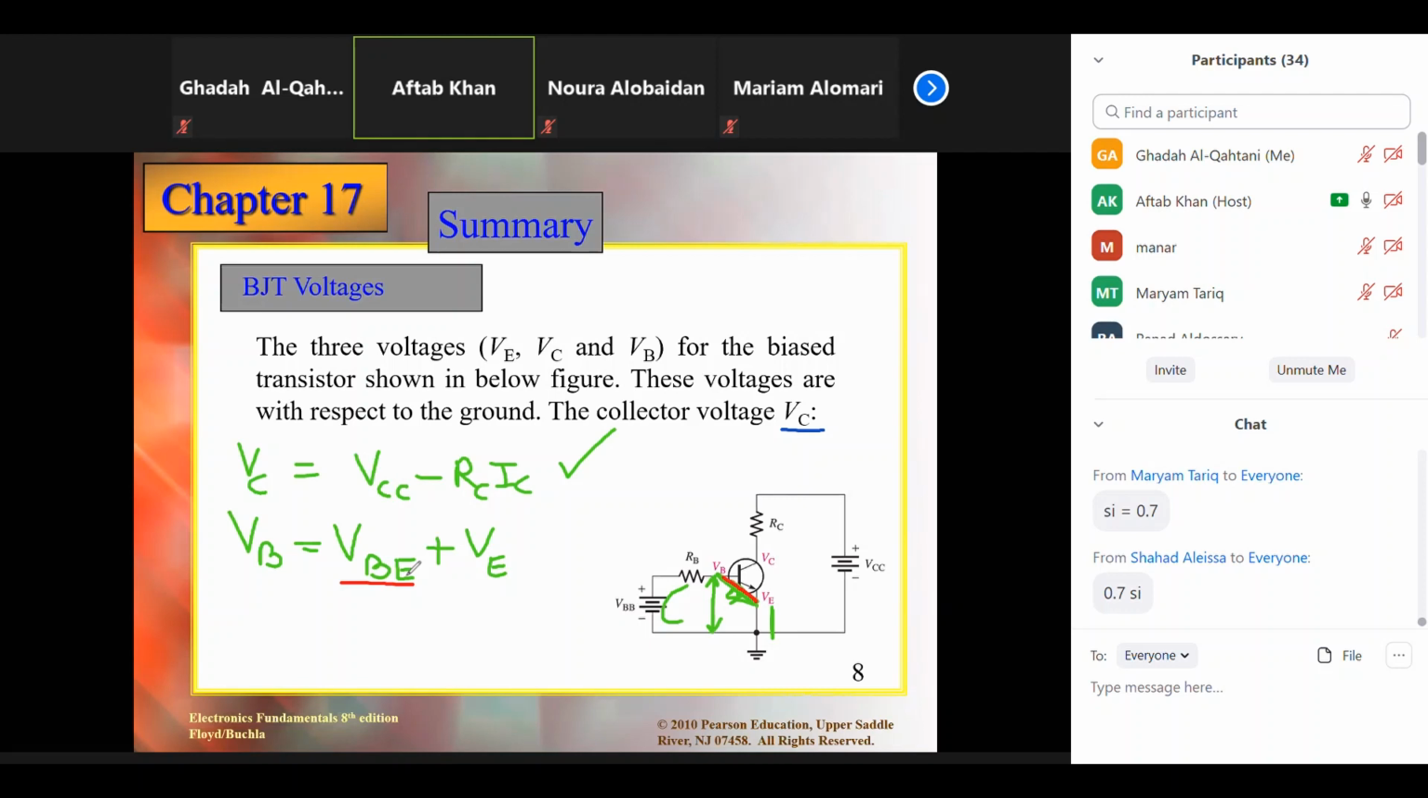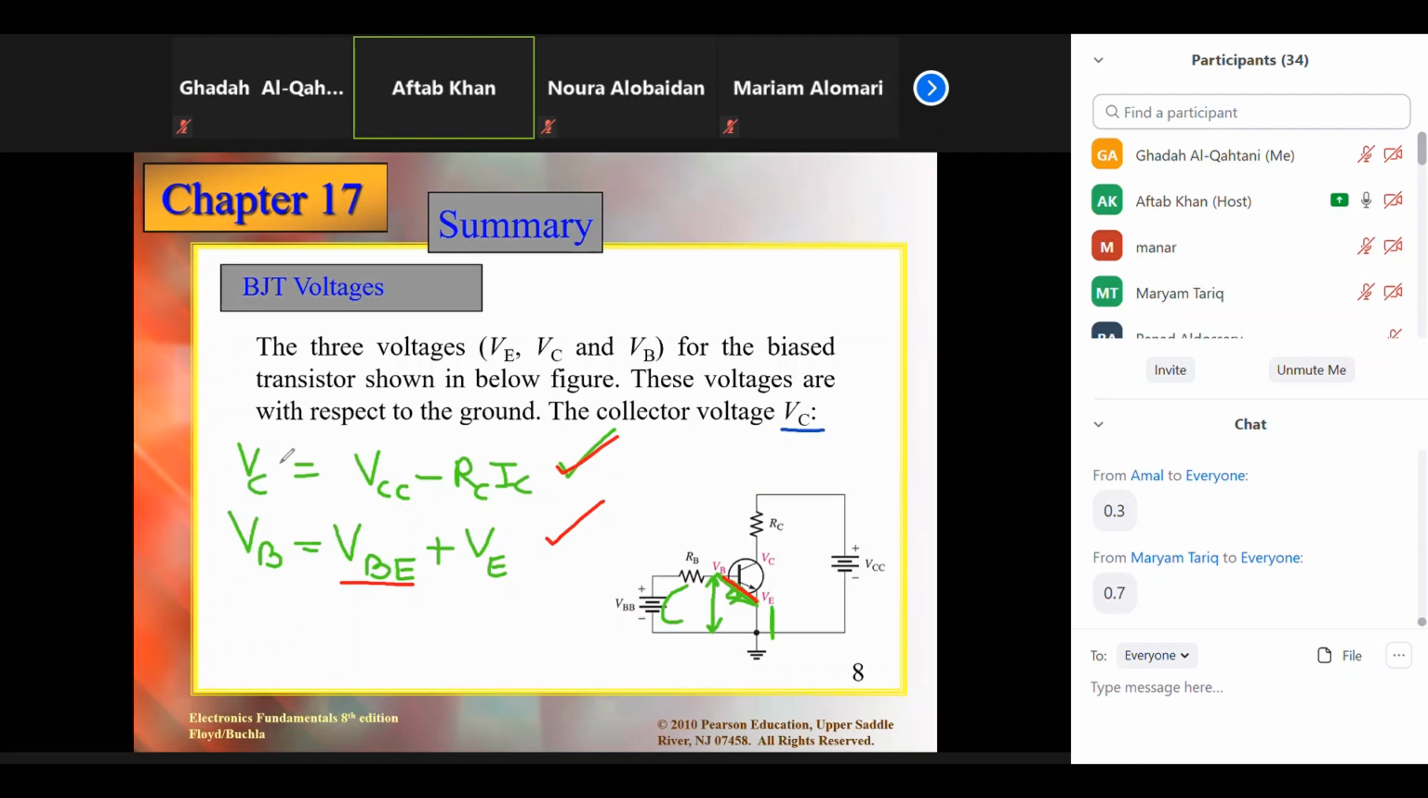It will be given in the example: it is made up of silicon, or it is made up of germanium. So VBE is given to you. If nothing is written there, neither germanium nor silicon, by default you will consider it 0.7, yani silicon. Okay. So this is another equation which we now have, so two equations. Okay, this is the concept. So this is VB, VE. These two equations you also have to memorize.